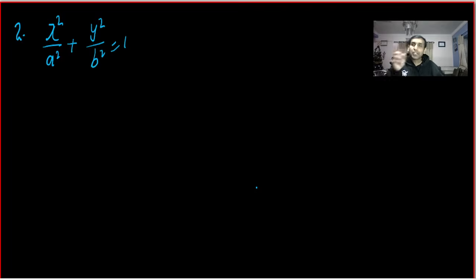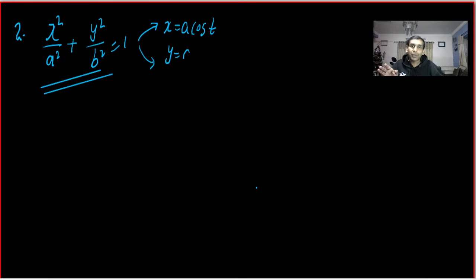Is it Cartesian to pedal or polar to pedal? Obviously Cartesian to pedal. But Cartesian to pedal has two possibilities. It might have a standard parametric form or it may not have a standard parametric form. If it has a standard parametric form, then choose it. X equal to a cos t, y is equal to b sin t.